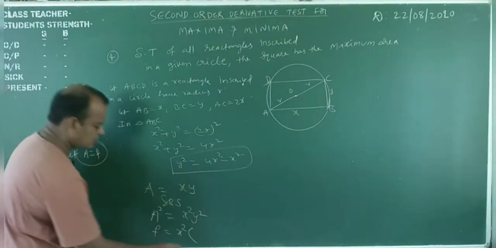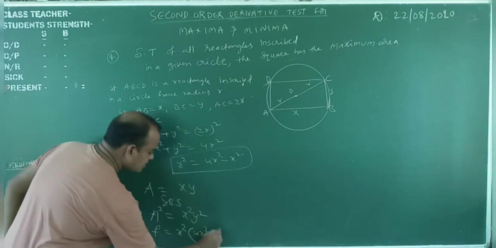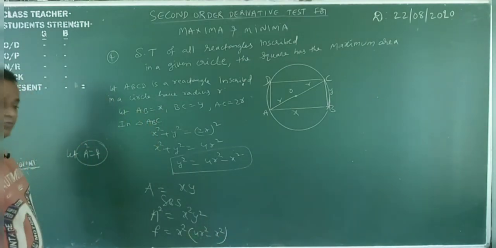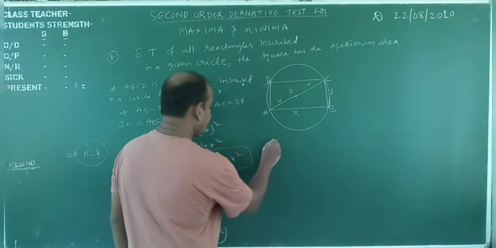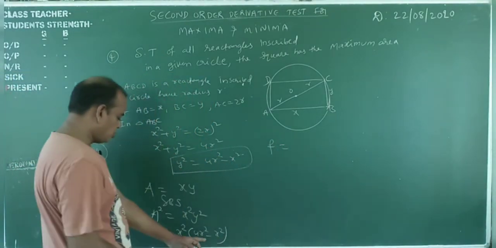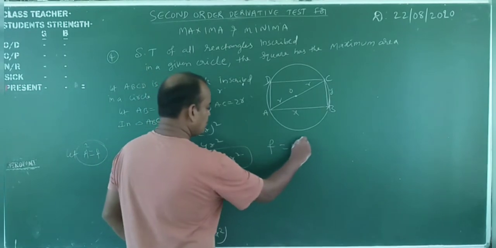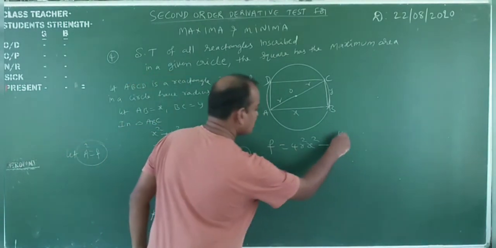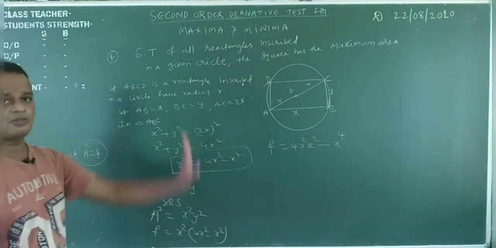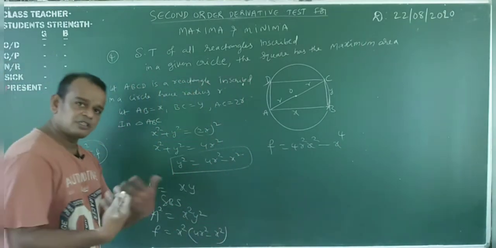The y square value, you know that, is 4r square minus x square. Let us consider A is equal to f square. Now f is equal to this. Now f is equal to 4r square into x square minus x square into x square, x power 4. How many times differentiation? It's the same process: first order derivative, second order derivative, and first order derivative equal to 0.